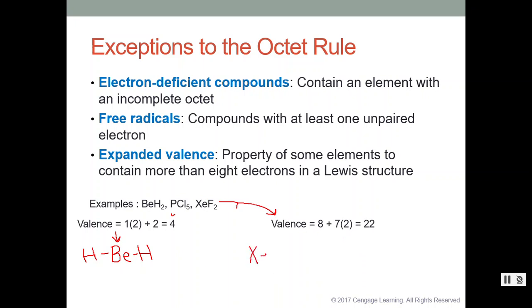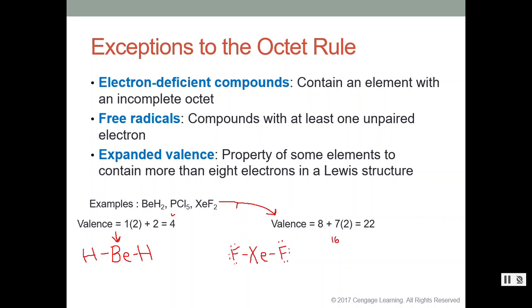That xenon is going to be my central atom. It is certainly less electronegative than the fluorine. Scatter my fluorines around it. Start making my single bonds. 2, 4. Complete the octets on the outer atoms. 5, 6, 7, 8, 9, 10, 11, 12, 13, 14, 15, 16.